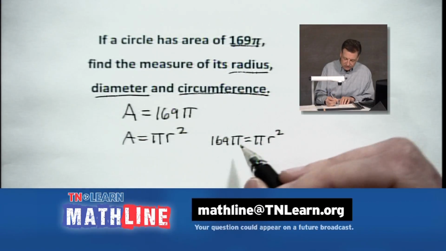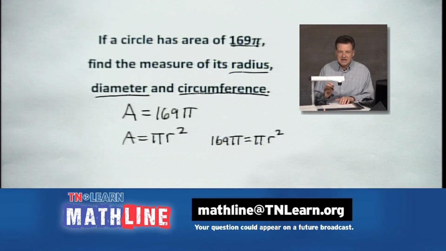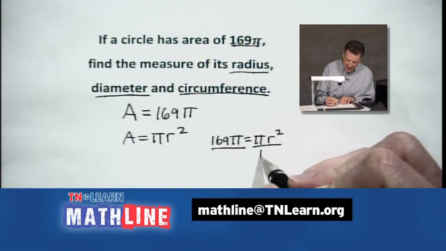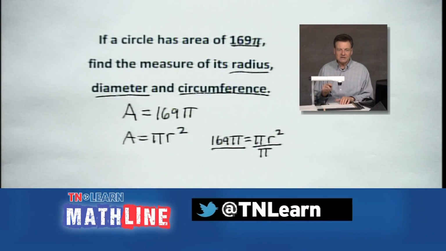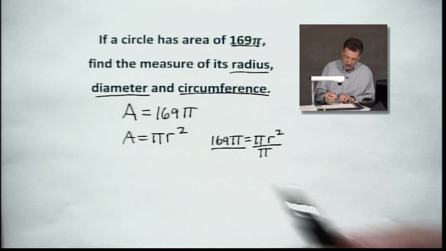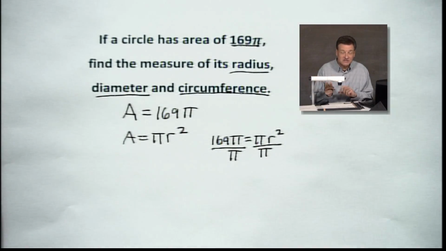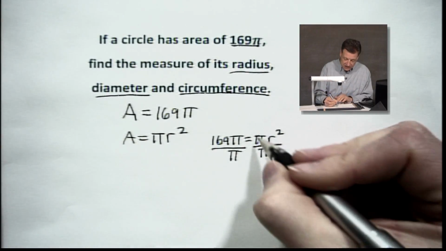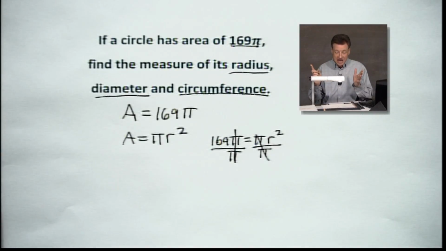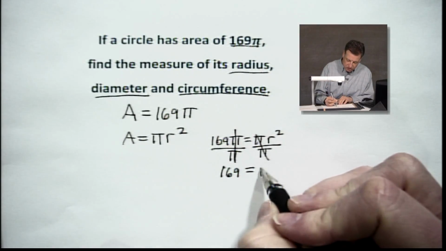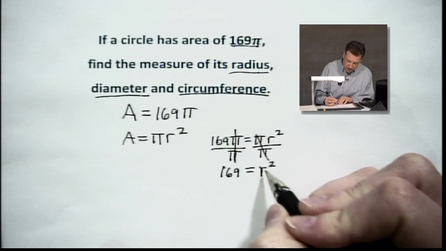So here's the deal. We have a pi that's kind of messing us up on this, so we're going to divide both sides by pi. Why? Because I need r squared by itself. That's our first trick. And we'll divide both sides by pi because if we do it to the left, we've got to do it to the right, or vice versa. All right? So here we have it. The pi's cancel. And now it's down to some simple terms. 169 is equal to our radius squared, or our r squared here.